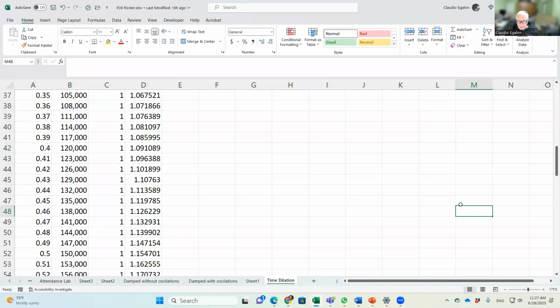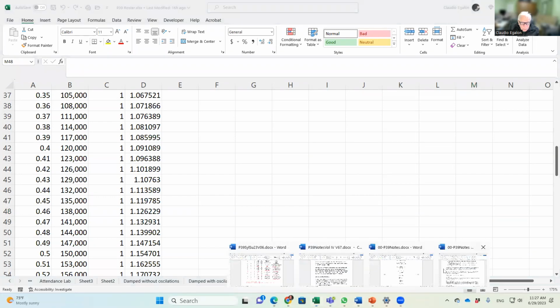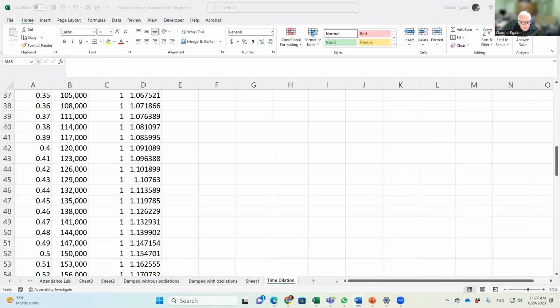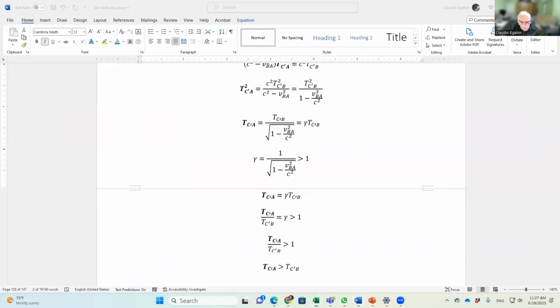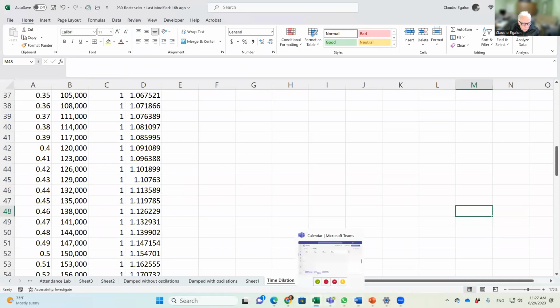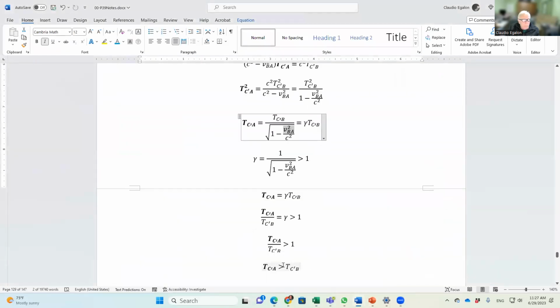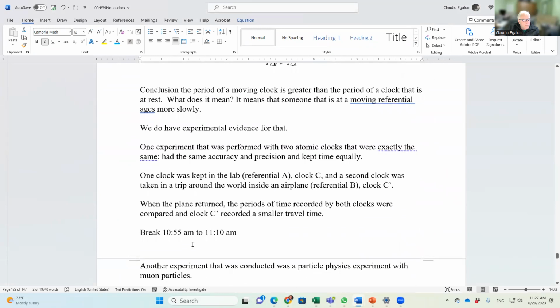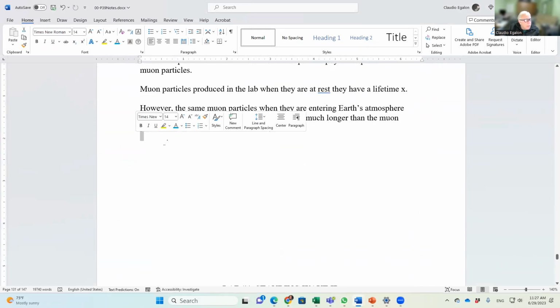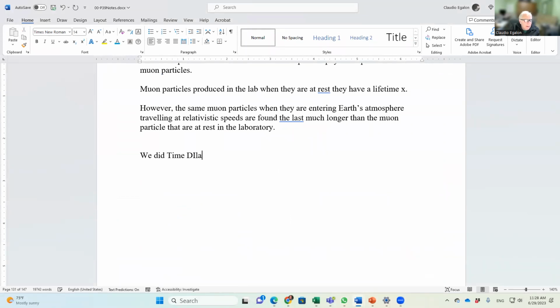Okay, so 11:27. Yeah, I think we can stop here. We still have length contraction and the relativistic Doppler effect. Okay, we did length contraction. No, we did time dilation, right? Dilation.